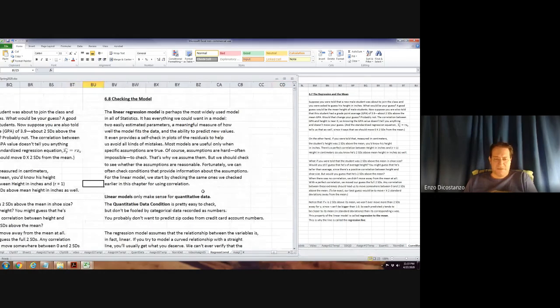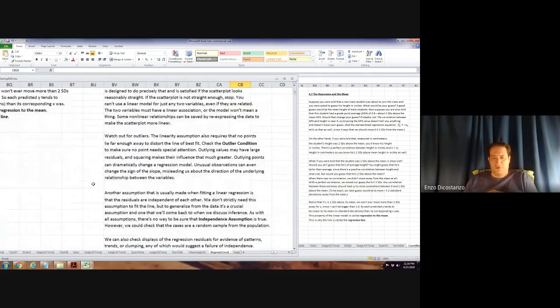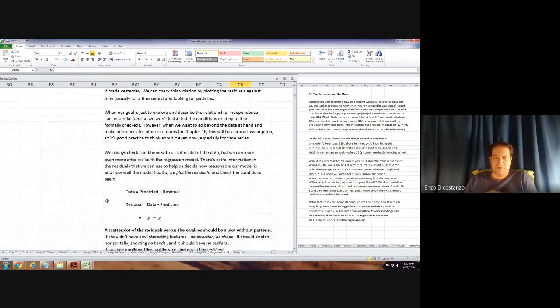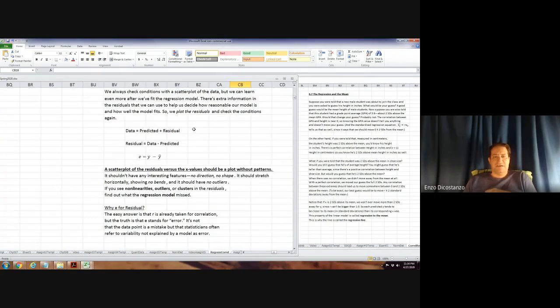Quantitative data condition satisfied, so it's quantitative variables. We've checked the linearity condition, checked the independence assumption, so a lot of this stuff we've gone through. But in the model already, you saw and we executed this: the data minus the predicted is the residual. So we computed a column of residuals. We've already seen that.